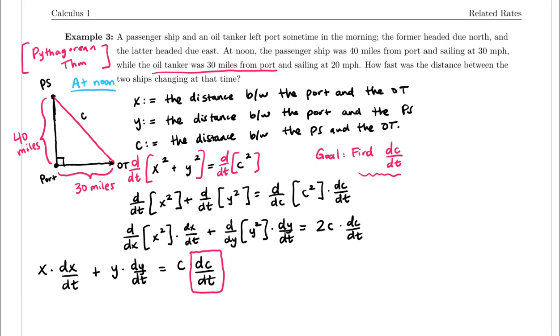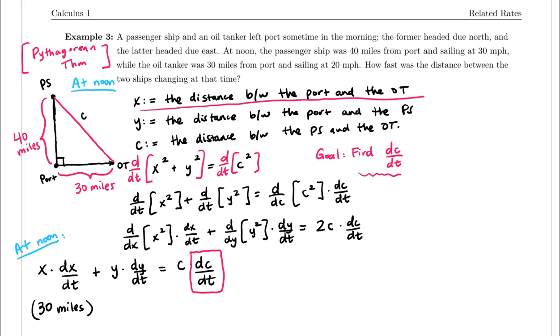Okay, so let's figure out in our equation what these things are then. Our x value represents the distance between the port and the oil tanker. And if we're thinking about this specifically at noon, at this exact moment in time, then our x value was 30. And why don't I put units to see that our units are going to end up working out? So my x value, the distance, was 30 miles.